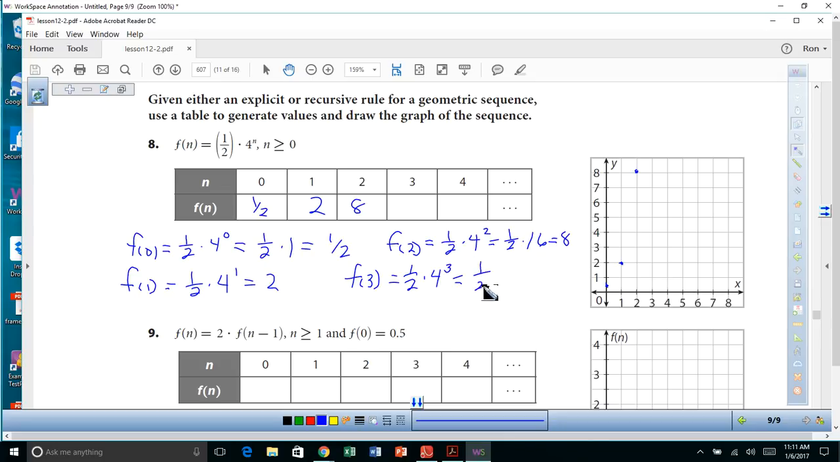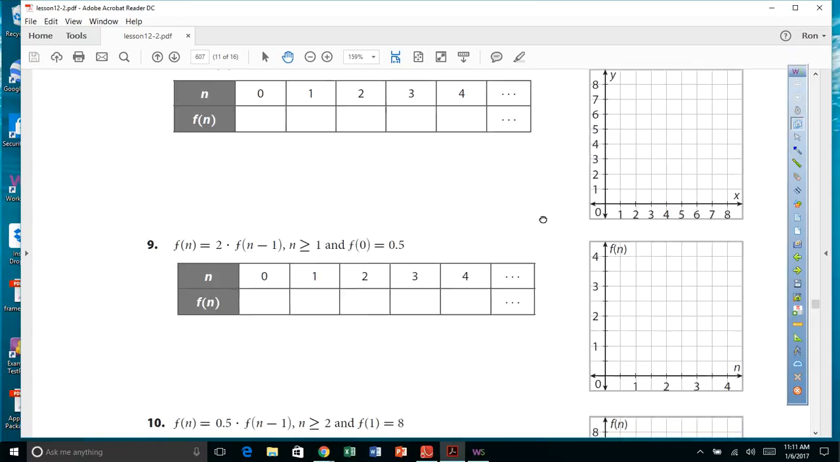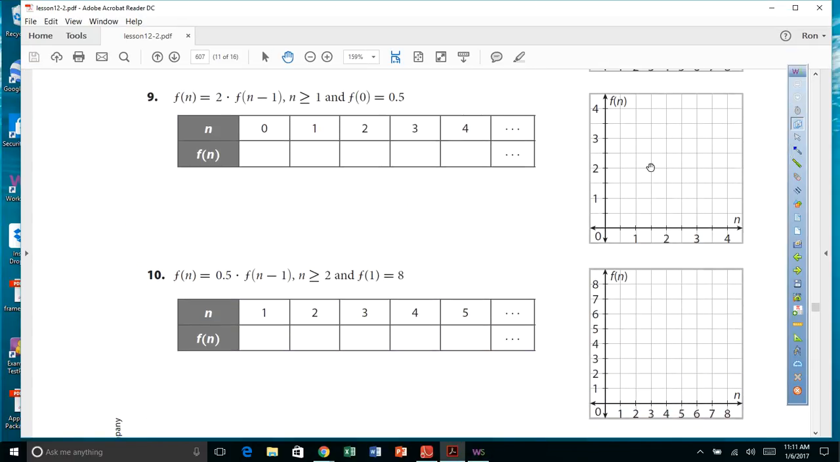That's going to be 1/2 times 4 to the third: 4, 16, 64. Well, 1/2 times 64 is 32. And then if we do it to the fourth, that would be 128. All right, so that's 32. And we graphed. Good. Number 9.